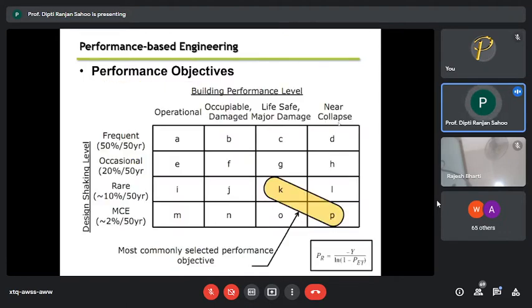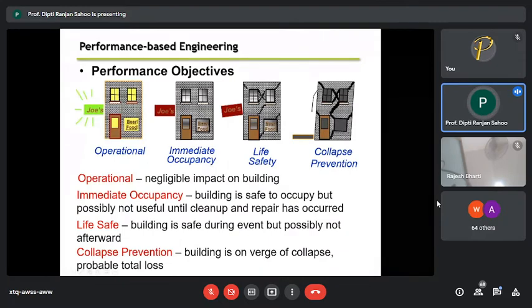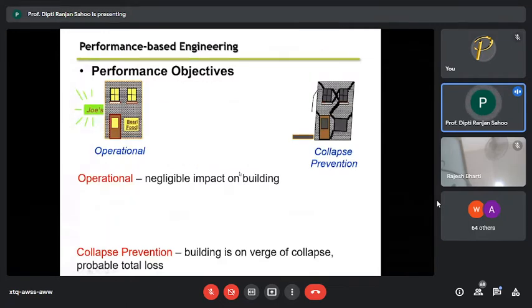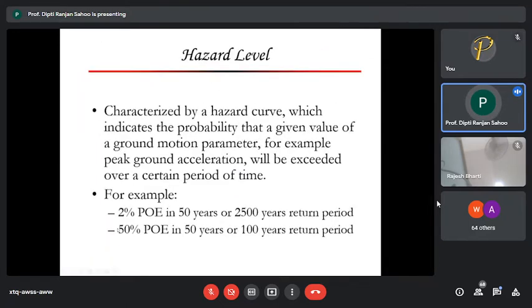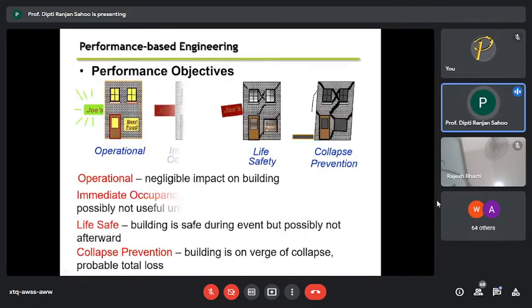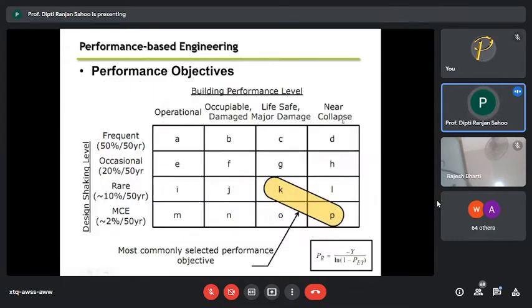Now, when I correlate this building performance to the hazard level or the shaking level, I have operational, immediate occupancy, life safety, and collapse prevention in terms of structural performance, and in terms of the hazard, I have some kind of probability, like 2% in 50 years, 50% probability, so that is the input. If I make a matrix of this, on this axis is my structural performance, and on this axis is my design hazard level. When I define that probability of exceedance in some number of years, it automatically gives you the return period.